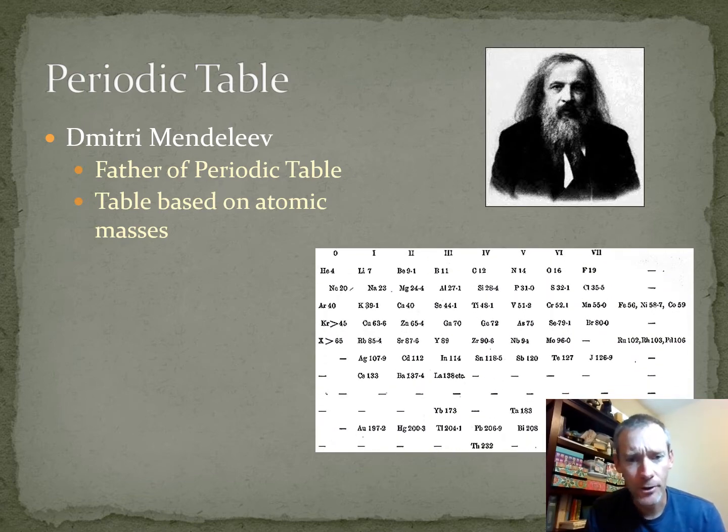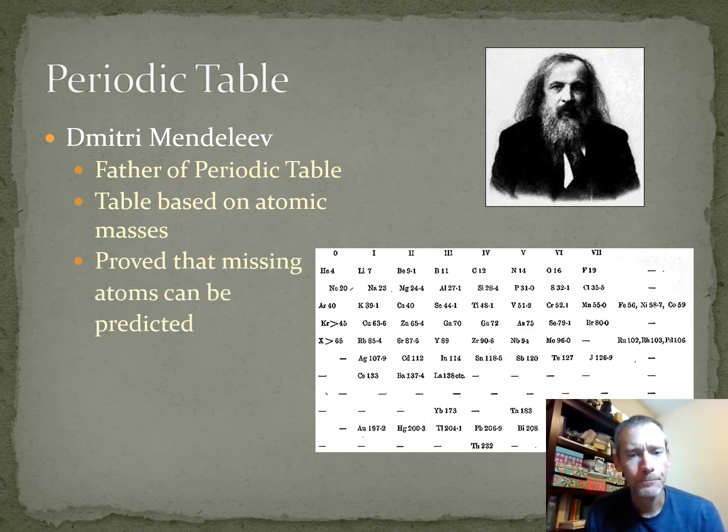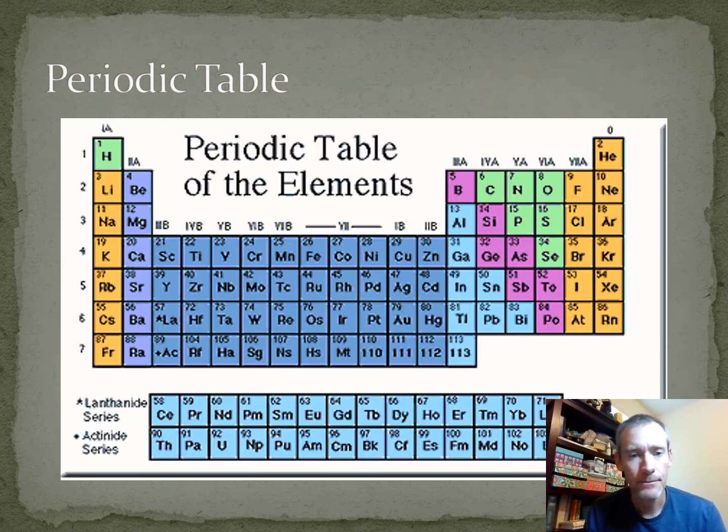You can see really closely there's helium there, lithium, sodium, potassium, all those very similar that we know today, beryllium, magnesium down, boron, aluminum. So he started something, and he actually had holes in there that he predicted to be other elements. He proved that the missing atoms can be predicted, and he basically was the start of organizing our elements.